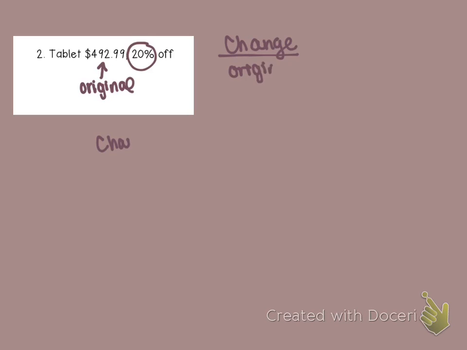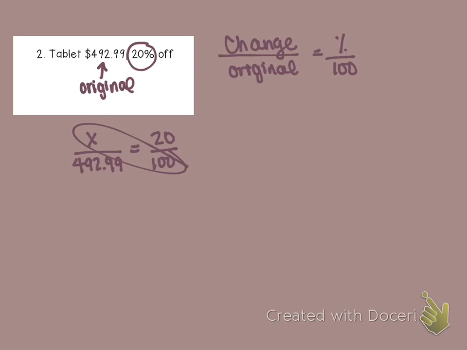Okay. Number 2 says that a tablet is $492.99, so that's its original, and it has a 20% discount. So we have change, I'm going to write it up here. Change over original equals percent over 100. Let's go ahead and try to set this up and then press play when you have finished. Okay, so you should have gotten x over $492.99 equals 20 over 100.